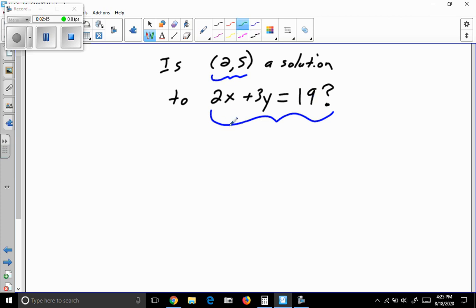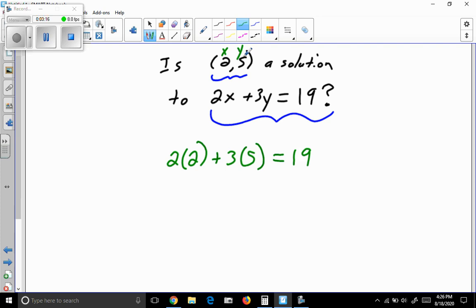So when we substitute into an equation, into a formula, in place of something, we always want to put a parenthesis around what we're plugging in. So in place of the X, we're going to put the X value, which is 2. In place of the Y, we're going to put in the Y value, 5. And then we want to see, is this a true statement or not? If it's not a true statement, then that ordered pair is not a solution. If it is a true statement, it is.